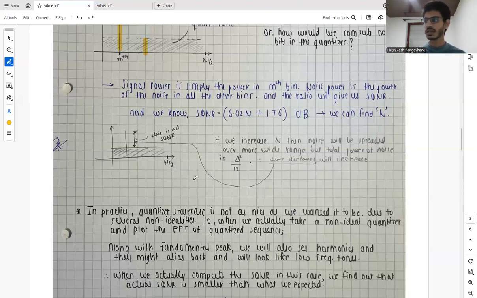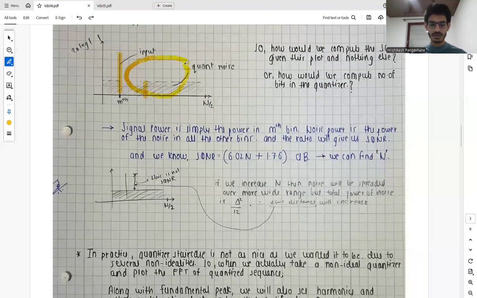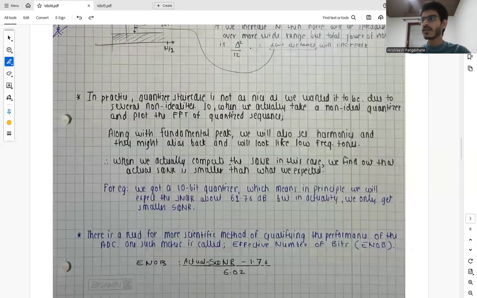So we actually compute the SQNR in this case, and we found that the actual SQNR is smaller than what we expected. So this is for ideal, right? When we take a practical one, the SQNR of the practical ADC is always lesser than the ideal or mathematically derived SQNR. For example, if we have a 10-bit quantizer, in principle we will expect an SQNR of about this value. But in actuality, we only get a smaller SQNR, somewhere around 45 or 50 dBs. I mean, these are just layman terms.